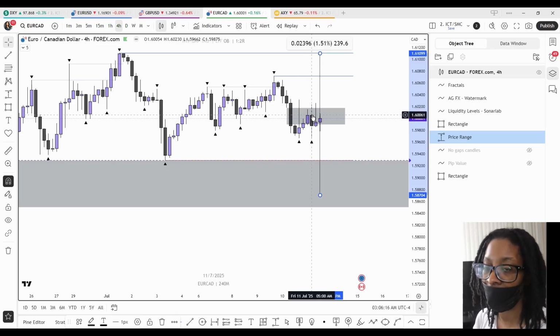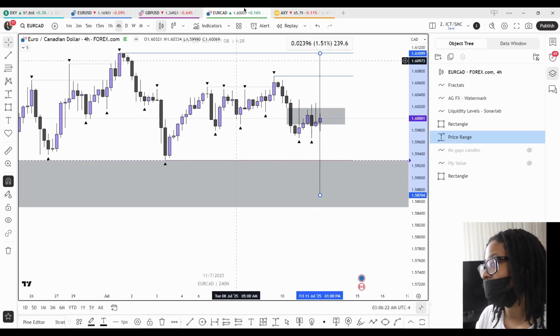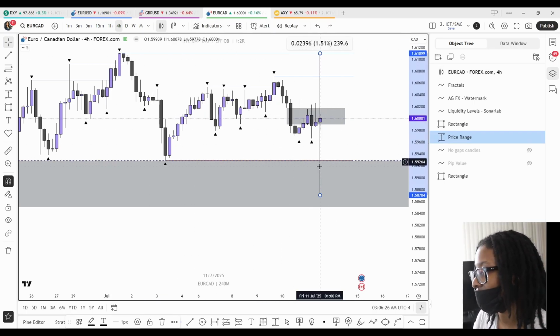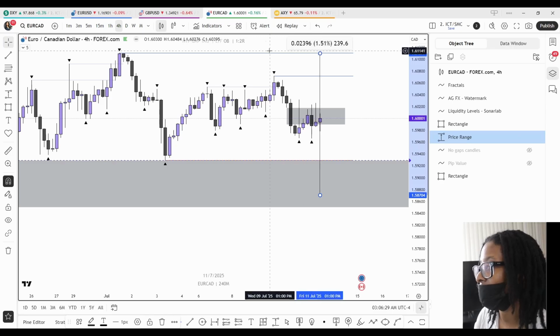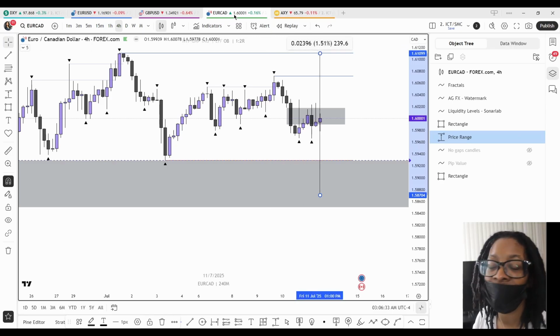Make sure you're in your kill zone and in your sessions before you just start buying stuff, because that was a lesson that I had to learn, and it helped me out tremendously. Price is getting ready to dump down into this gap, then we're going to turn around and buy up next week.